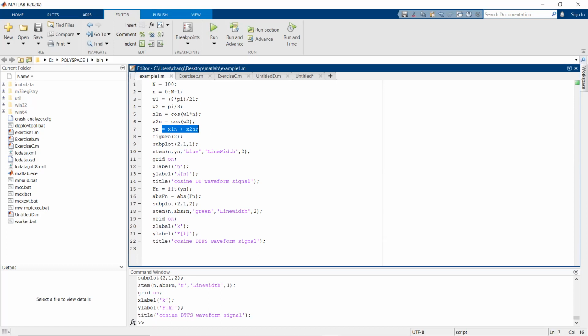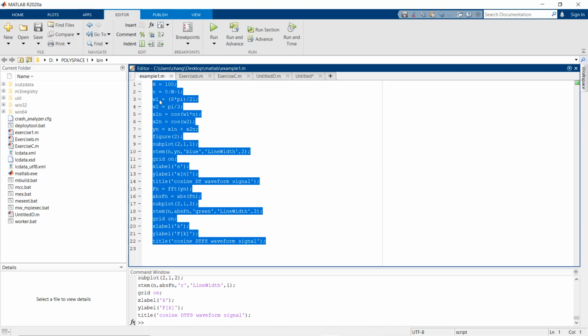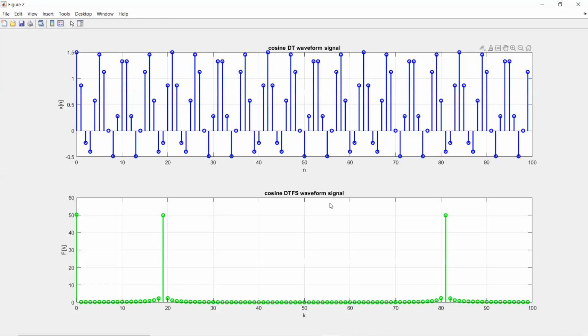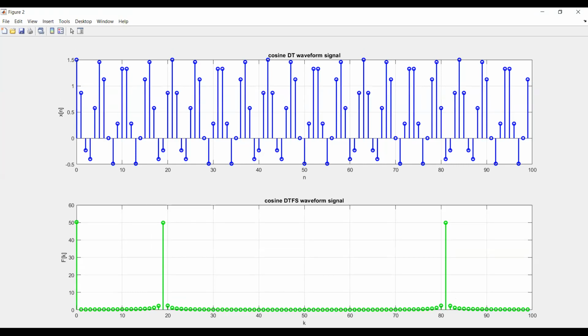When we do this, we will have two figures, figure 1 and figure 2. Figure 1 is the cosine DT waveform signal, and figure 2 is the cosine DTFS waveform signal. This is the signal that we get from our equation and our coding. So let's proceed to the second question.